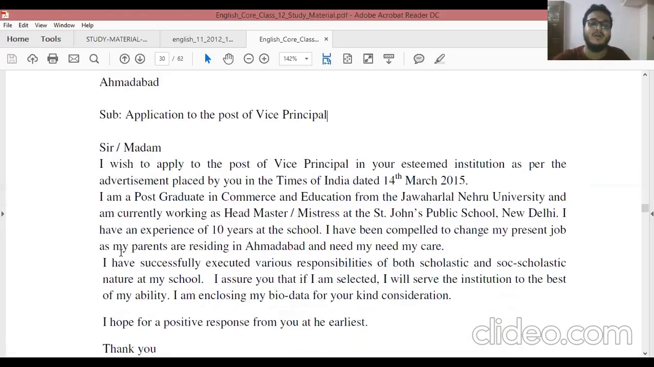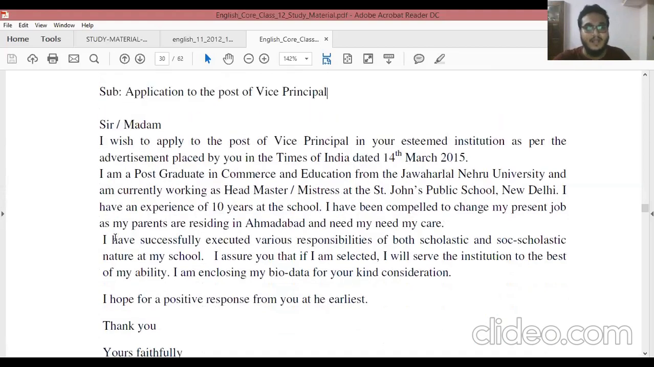See the same for the body part. Subject, same, is the application to the post of vice principal. Only the post, vice principal, is done. This is the post he's applying for. I wish to apply for the post of vice principal in an esteemed institution, as per the advertisement placed by you in the Times of India dated 14 March 2015.